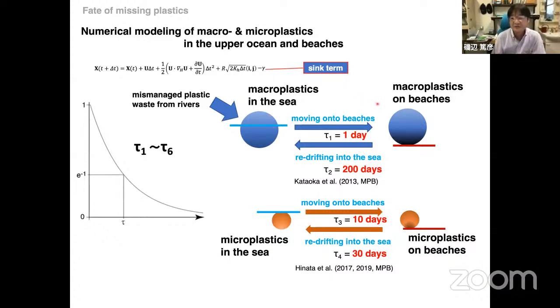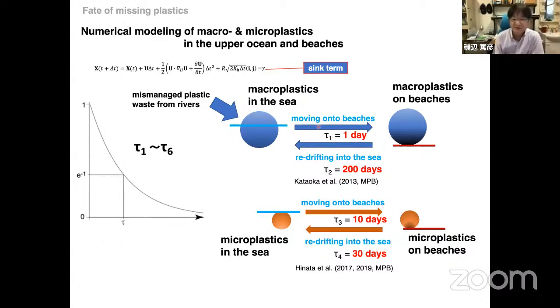And we have microplastic on beaches. So exchange occurs between the microplastic in the sea and those on beaches. The time scales for the exchange are tau1 and tau2. The tau1 is the time scale for moving onto beaches from the sea, and tau2 is the time scale for redrifting into the ocean from beaches.